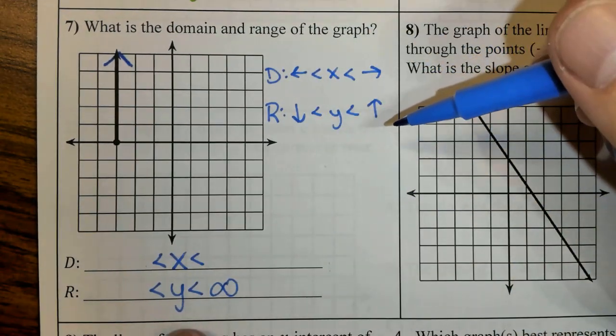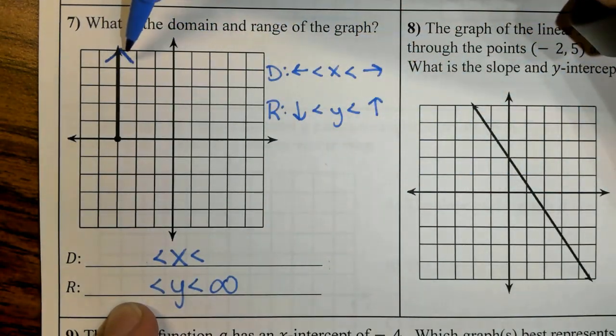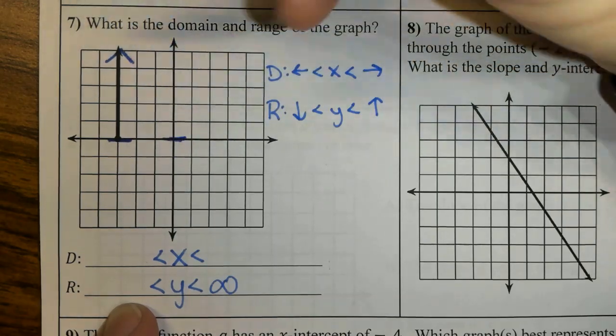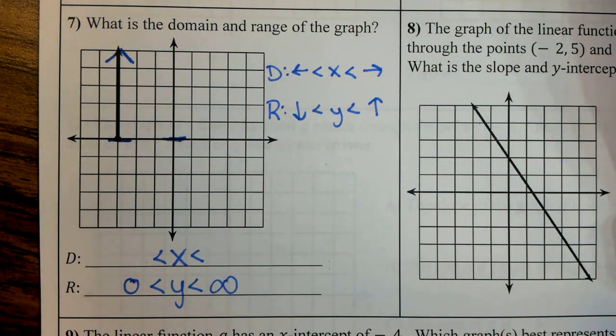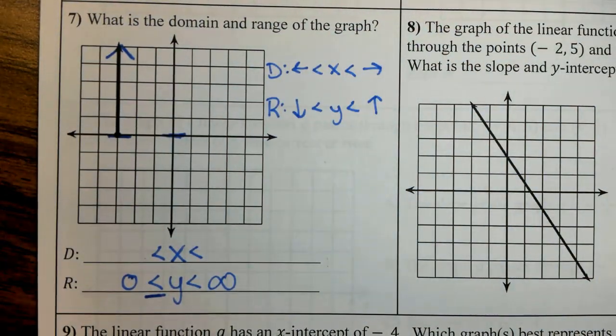Okay, so since I'm already doing range, I'll go ahead and do the other part. So I want the bottom. Well, the bottom of my graph, or the lowest point, is on the line. So looking at the y-axis, that would be 0. And that's a closed circle, so I underline it.